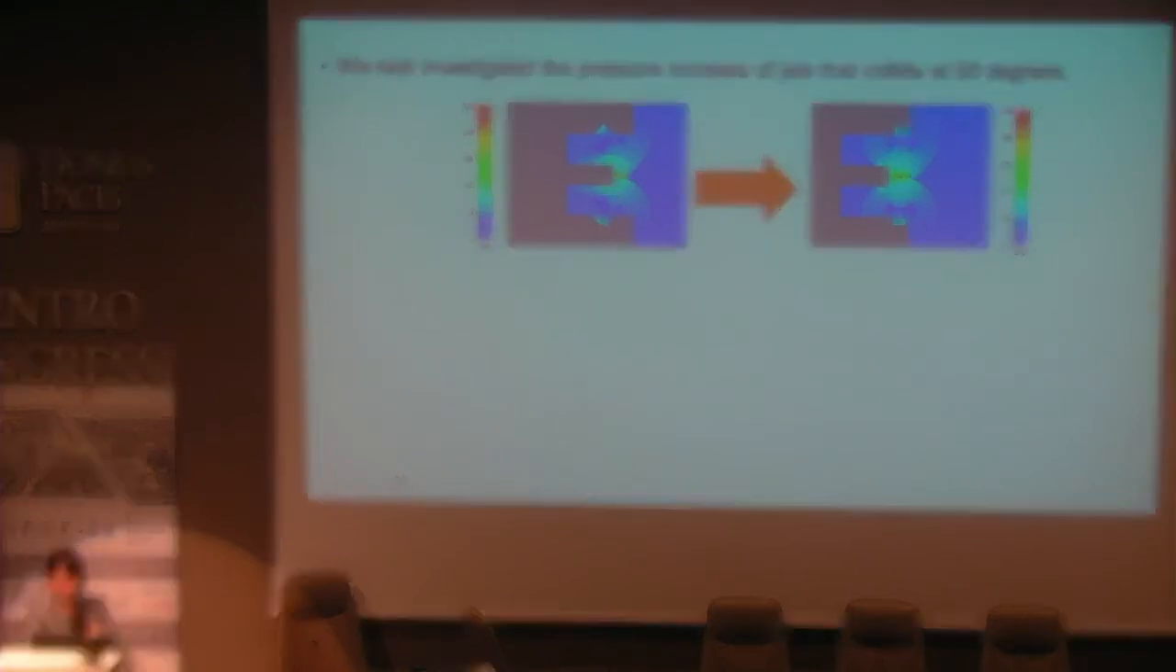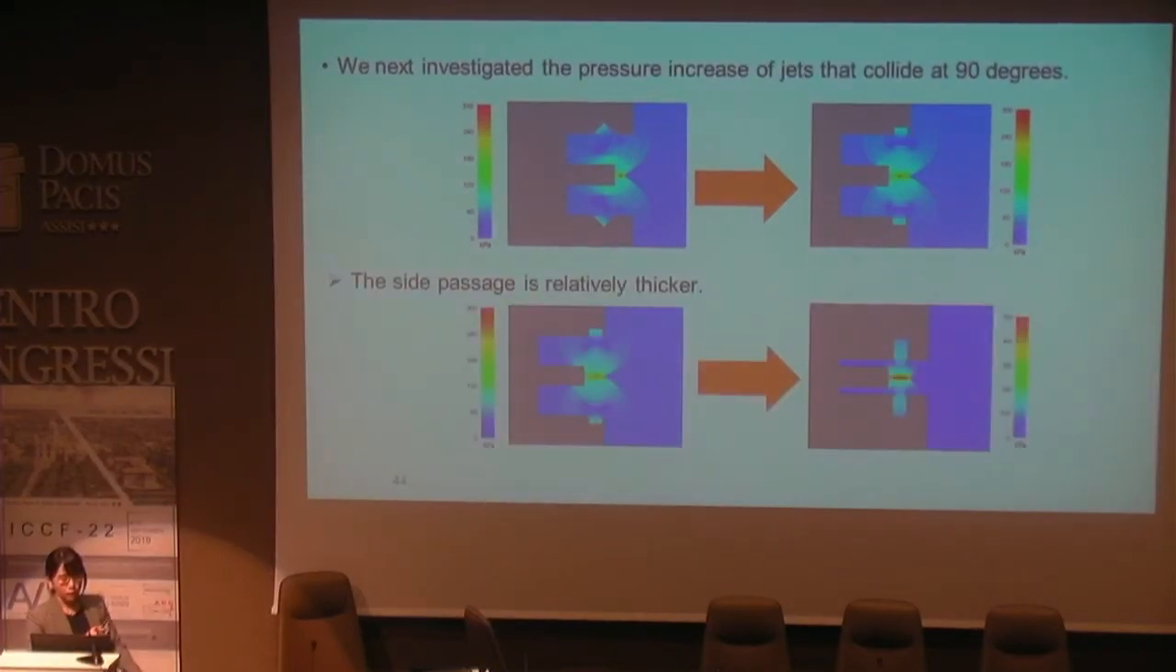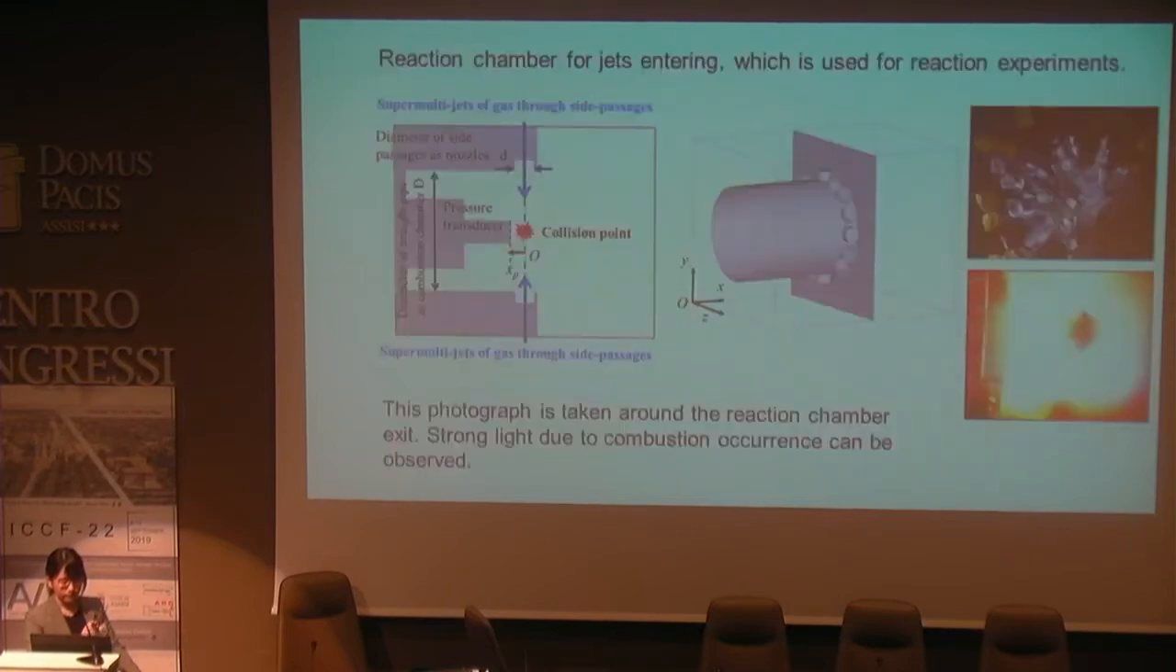So next we investigated the pressure increase of jets that collide at 90 degrees, in which the side passage is made relatively thicker. And we used the same device for the combustion experiment I showed in my previous presentation.